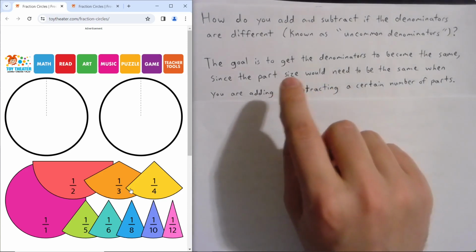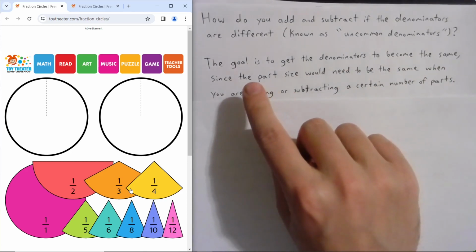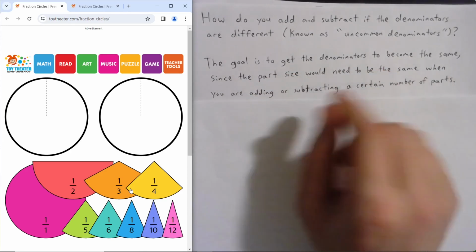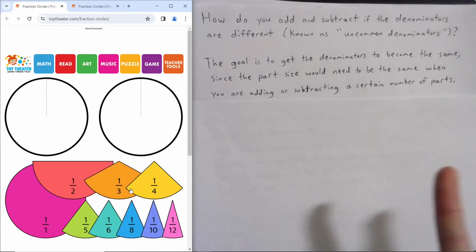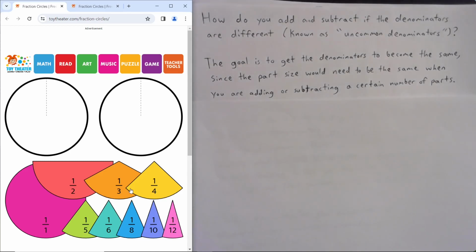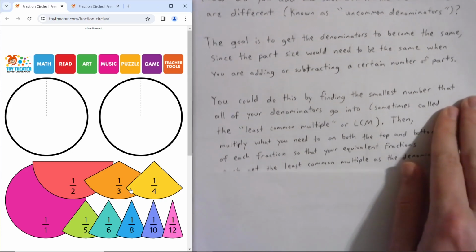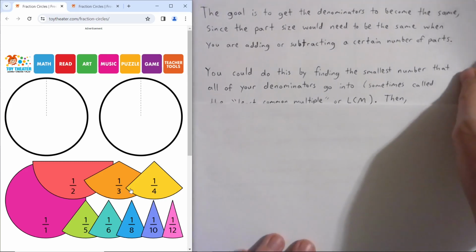You have to be fair about things. The reason you need to get the denominators to become the same when you're adding or subtracting is so that the part size could be the same when you're adding or subtracting a certain number of parts. Right? That's fair. That makes it work to the best extent. So how would you do that? I'm going to reposition this, and we'll just talk about it one step at a time.